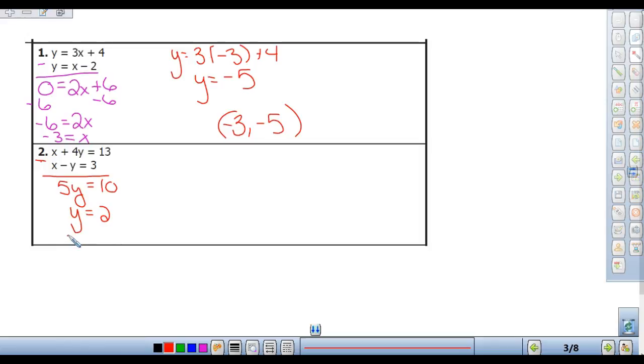Okay, once I have y, what do I do? Plug it in. x plus 4 times, what's y? 2 equals 13, or x plus 8 equals 13, so x equals 5. My solution is 5, comma 2. Be careful with that. Remember, your x always comes first.